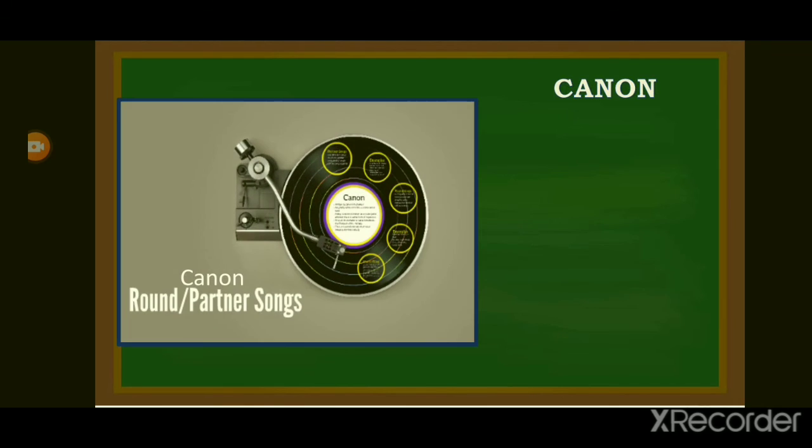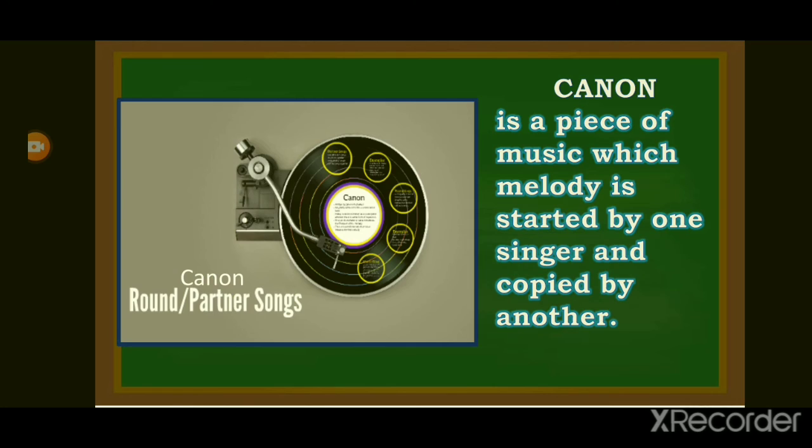Next, from round and partner songs, canon. Canon means a piece of music where a melody is started by one singer and copied by another. So a canon song is suitable for an easy ensemble to play by learning a simple melody together.